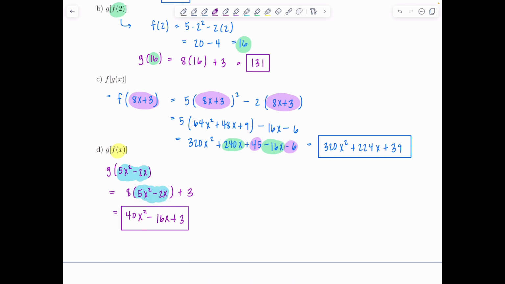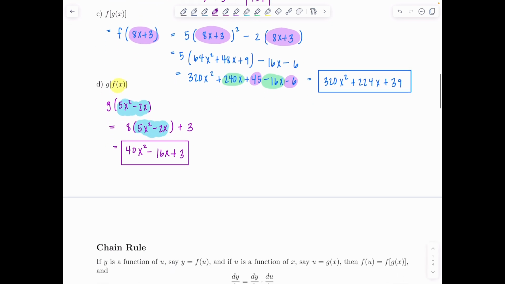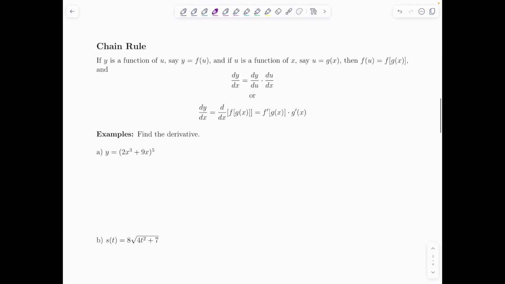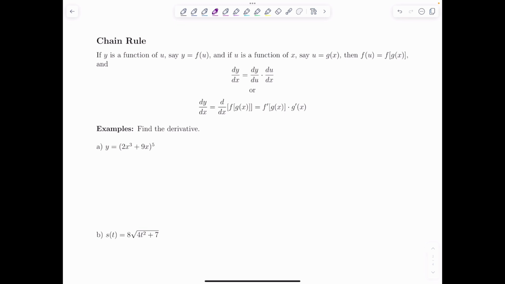Now we're ready to look at the chain rule, which tells us how to take the derivative of a composition of functions. So if y is a function of u, that means we could write y equals f of u, and then u is a function of x, we can say u is g of x, then we can rewrite f of u as f of g of x. And then if we want to find dy dx, that equals dy du times du dx.